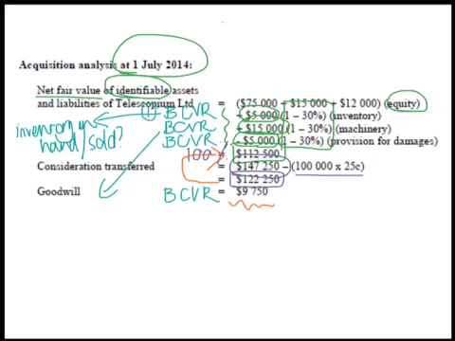So let's number them 1, 2, 3, 4. And in the next video, we're going to look at the BCVR entries for these 4 items.